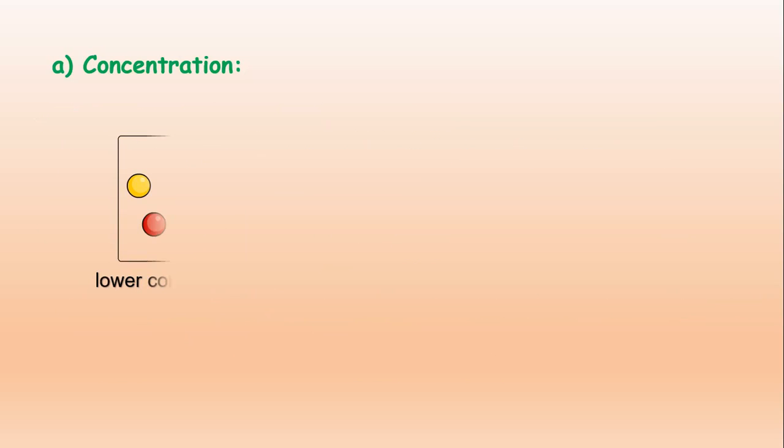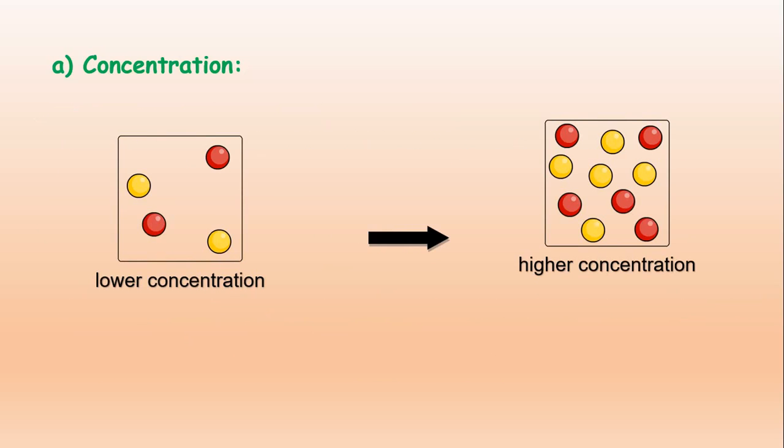Now look at the diagram. At the lower concentration, particles are fewer. At the higher concentration, there are more particles. Then what will happen? They can collide frequently with one another. If they collide more, there will be more effective collisions when we compare low concentration and higher concentration. That will lead to an increase in the rate of reaction.